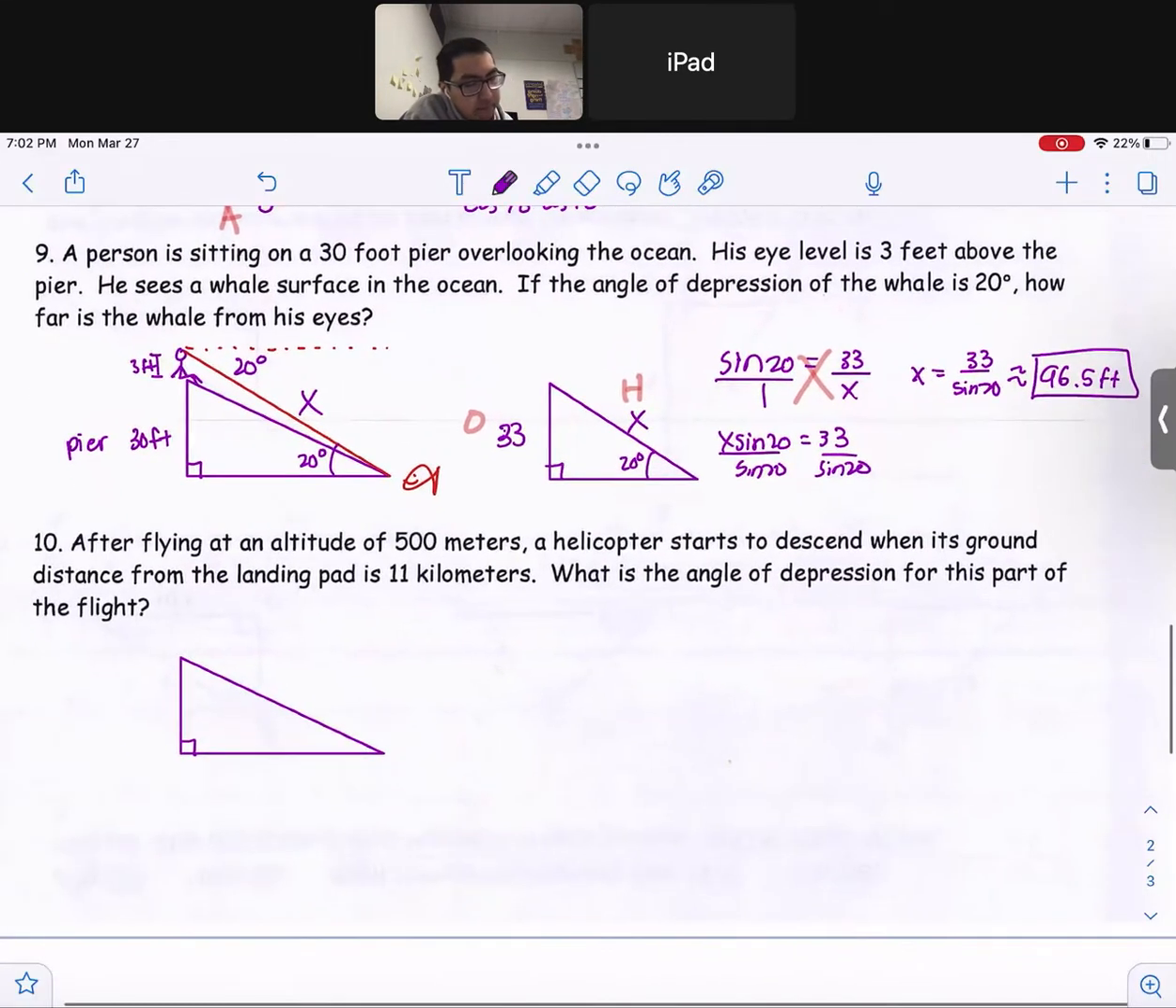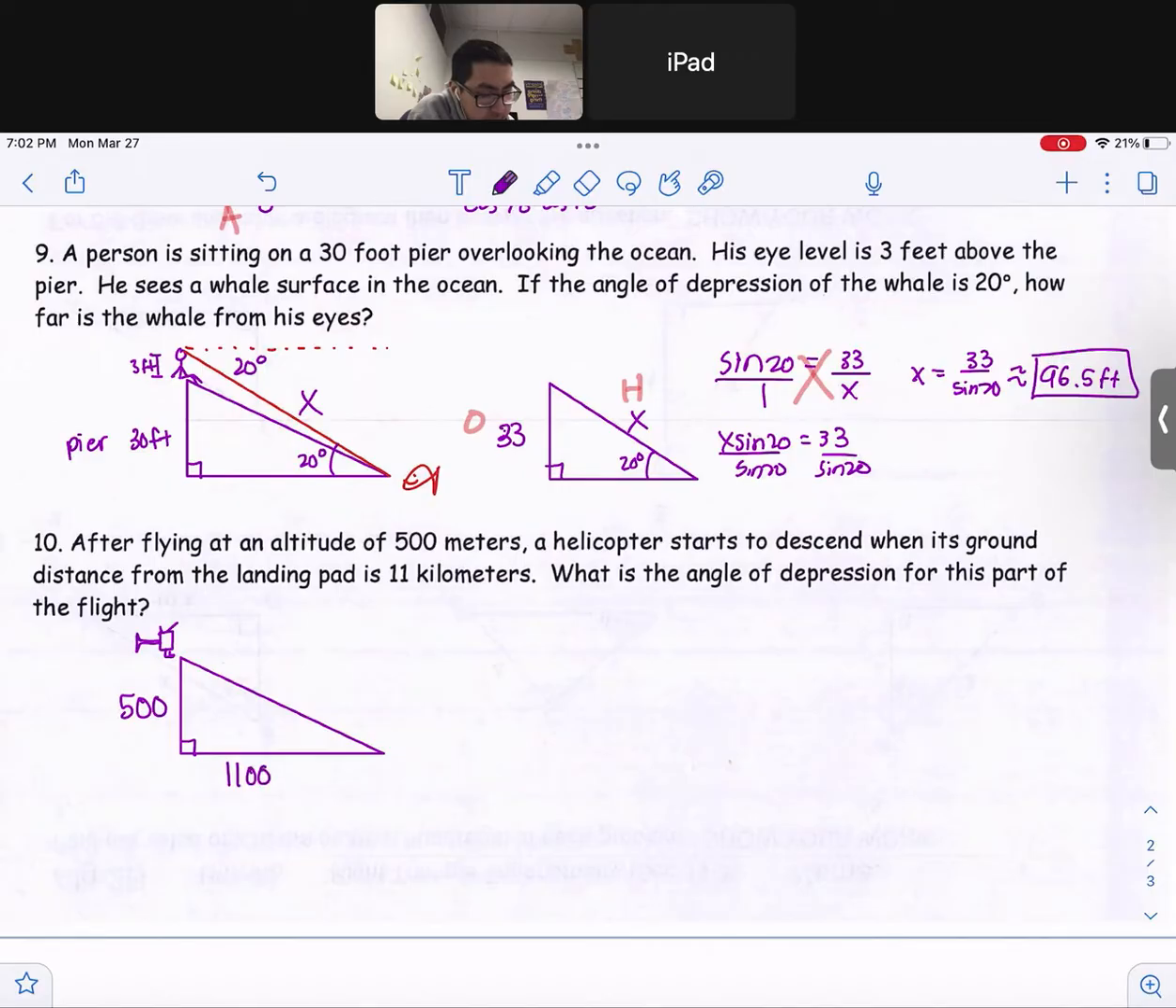And lastly, after flying at an altitude of 500 meters, okay, so altitude, you guys, is the height of the helicopter. A helicopter starts to descend when its ground distance from the landing pad is 11 kilometers. So 11 kilometers, you guys, is the same thing as 11,000 meters. And here is the pad. What is the angle of depression?